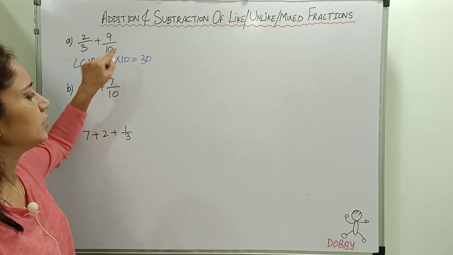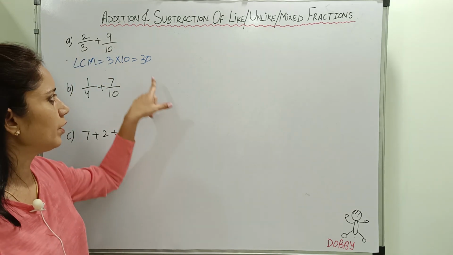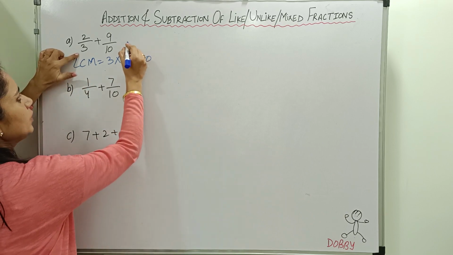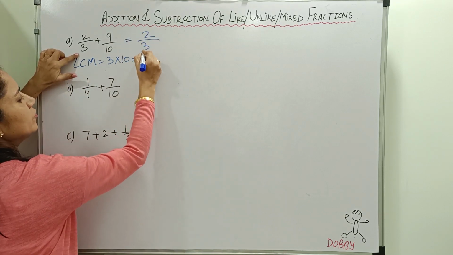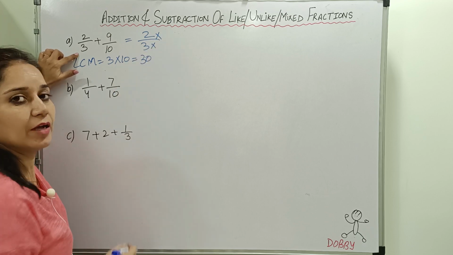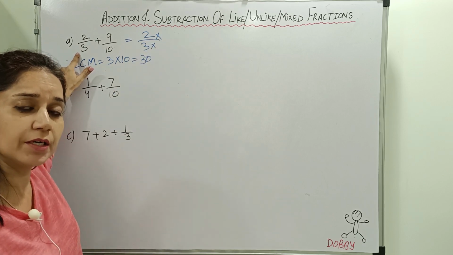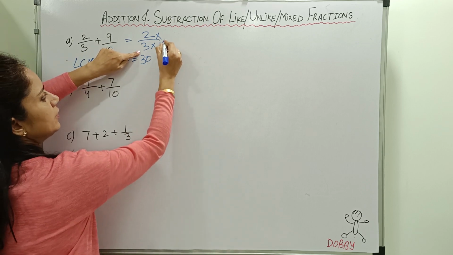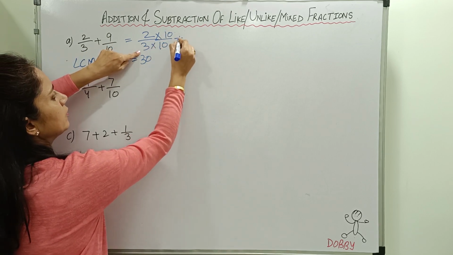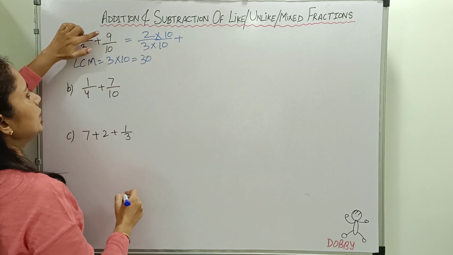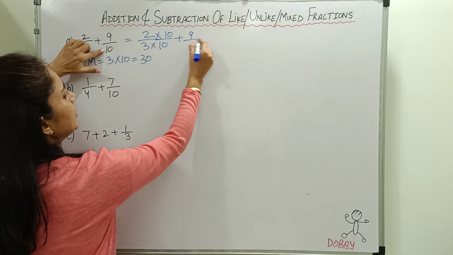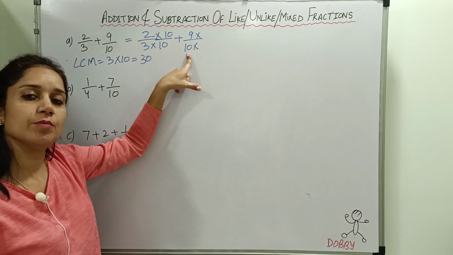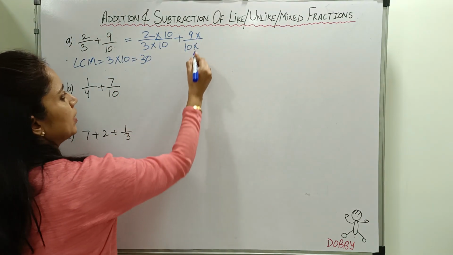Now let us convert the denominators as 30. Whatever LCM comes, that should be the denominator now. 2 upon 3, first fraction, should be multiplied by which number so that denominator becomes 30? Equivalent fraction we are making, right? So 3 tens are 30, 2 tens are 20. Next fraction, 9 upon 10. Denominator 10 should be multiplied by which number so that it becomes 30? Multiply by 3.